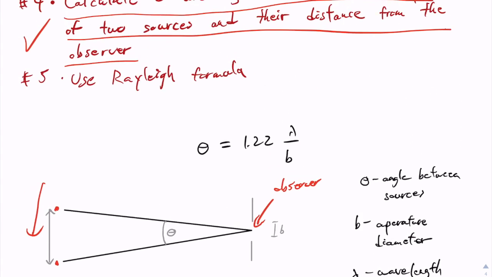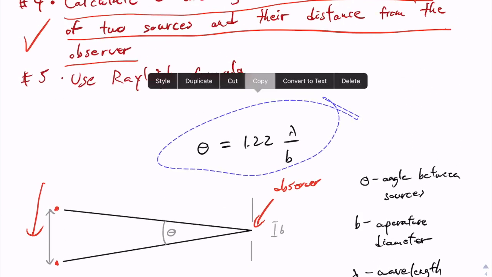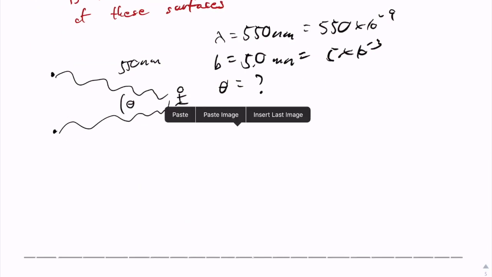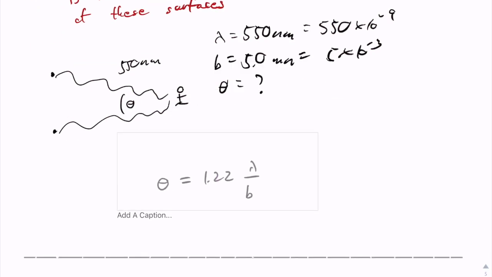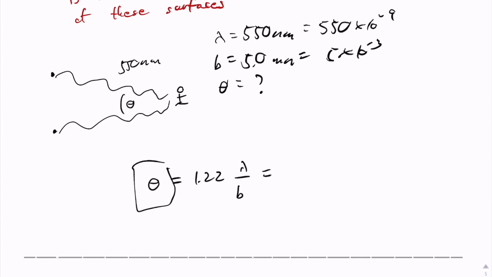So it's pretty straightforward. I'm just going to copy and paste the formula. Right. And so let's make our substitution. So it's already done for us. We need to solve theta. So 1.22 lambda, 550 times 10 to the negative 9, over 5 times 10 to the negative 3.